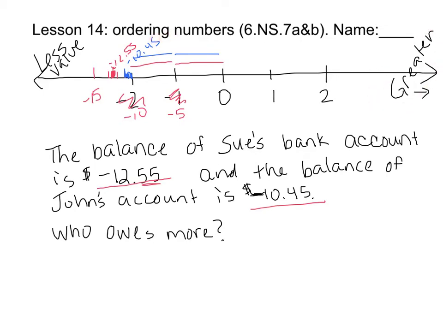So, I'm sorry, let me change that. To find out who owes more, owing money is worse. So we're looking for who has the less value. So we're looking for the number that's closer to the less value. So the person who owes more is Sue. So Sue is the one who owes more money. So we would put Sue here as the answer.